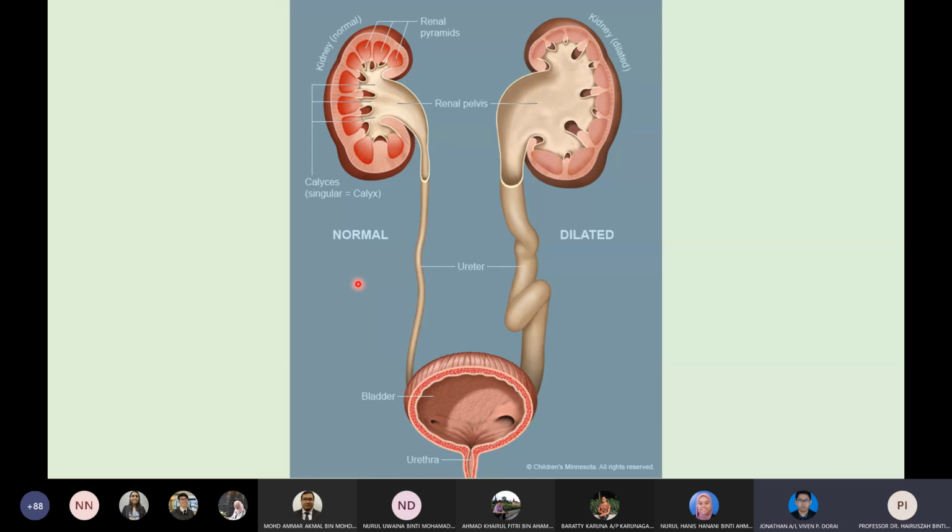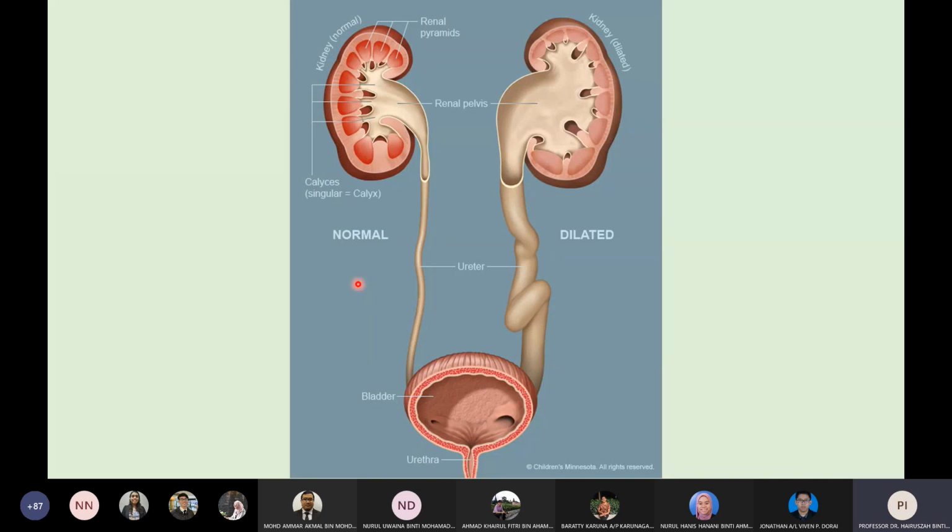Because of the congestion of urine inside the ureter and the pelvis. No, I asked the normal size of ureter diameter. The lumen of ureter, what is the size? Is it 6 to 8 millimeter? I don't know. You tell me. You have studied, right?